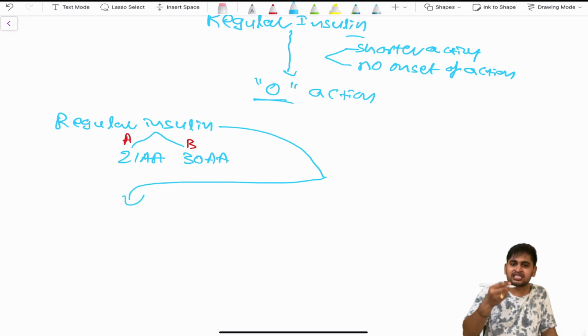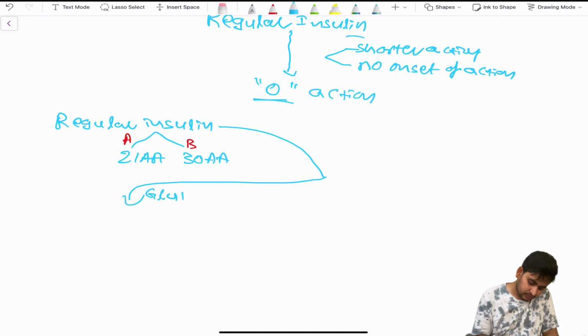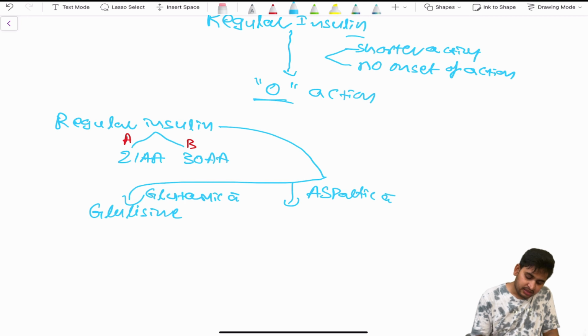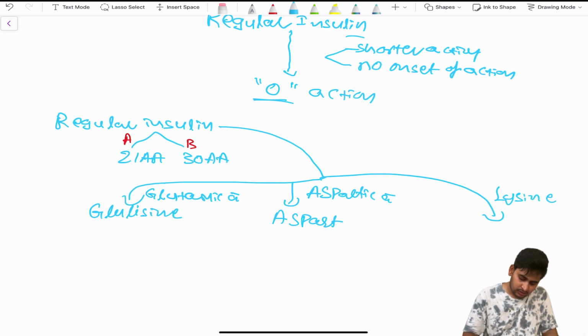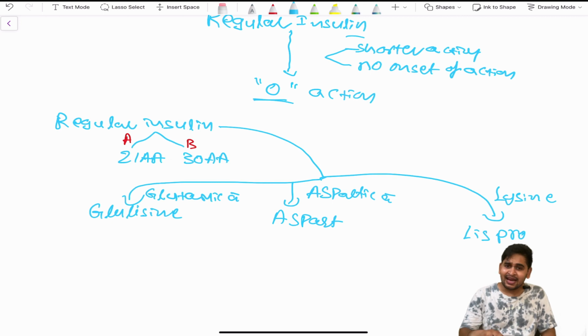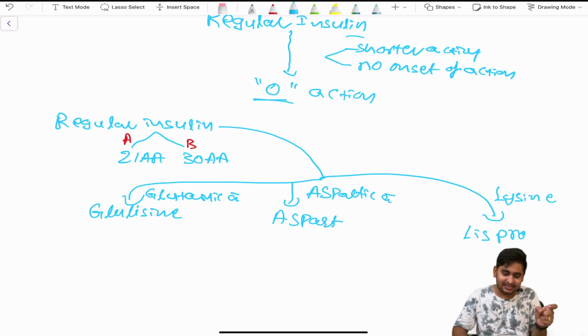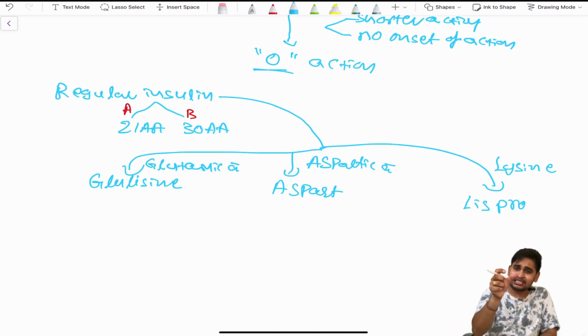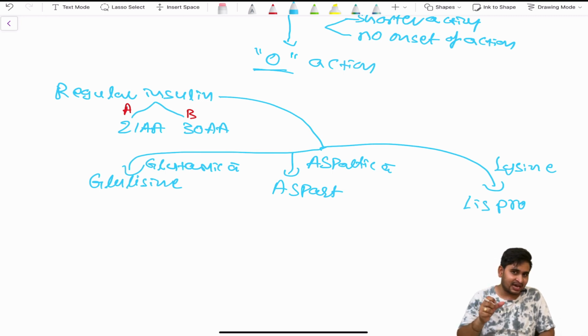If the regular insulin is modified with glutamic acid, the insulin which you get is glulisine. If you attach aspartic acid to it, the insulin you get is insulin aspart. If you add lysine, the insulin you get is Lispro. So these are the modified insulins from the regular insulin.